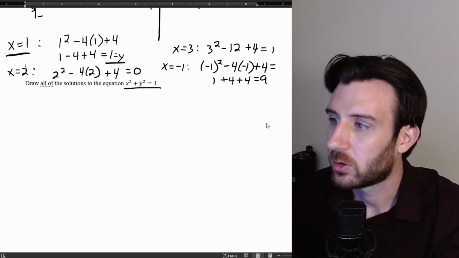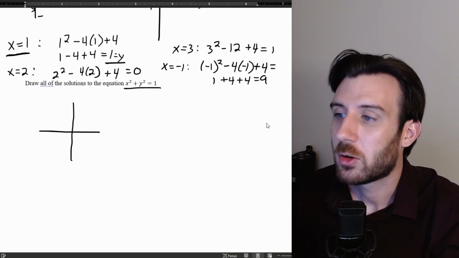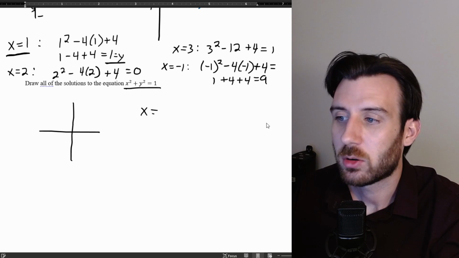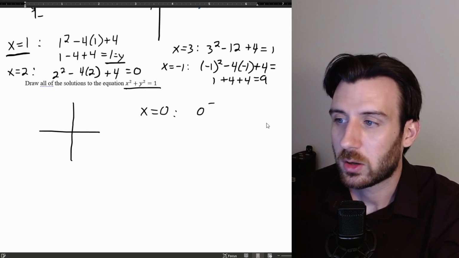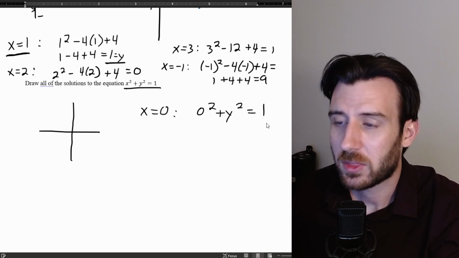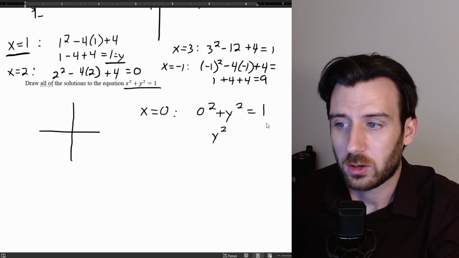Well, let's try some values. I'll draw my coordinate plane, and I'll try some values. Maybe I'll try x equals 0 first. That seems to be a nice easy one to start with. Then I put in 0 and I'll square it, and add it to y squared. I don't know what y is yet. I'll have to figure that out, but that's equal to 1. Well, 0 squared is 0, plus y squared would just be y squared equals 1.